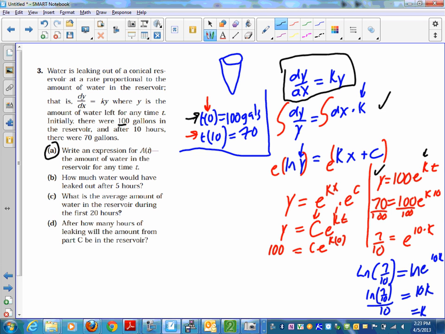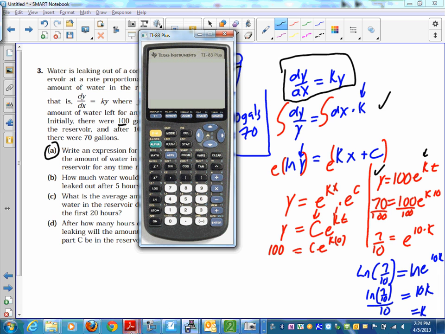So from here we're going to take a look at part B, and we're going to see how much water would have leaked out after 5 hours. Well, since we just found the amount of water left, that's important. That's the amount of water left after so many hours. And just remembering that we started out with 100 gallons up here, maybe we could have drawn a little picture up here where we had some water that was so high and equal to 100 gallons. So let's take a look at the calculator and see if we can get this plugged in there relatively quick.